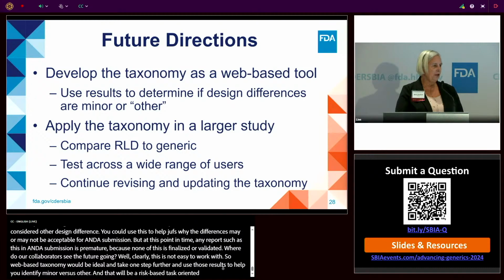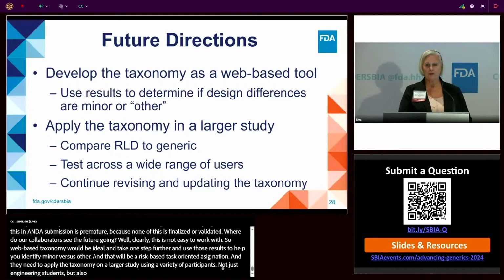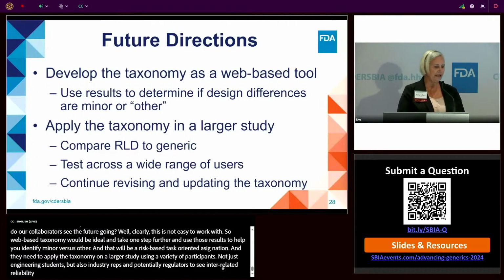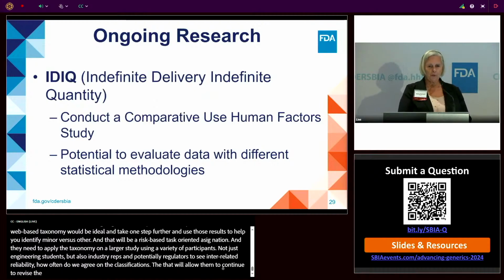They need to apply the taxonomy in a larger study using a variety of participants, so not just human factors engineers or engineering students, but also industry reps and potentially even regulators, to see, in an inter-rater reliability sense, how often we agree on the classifications. And that will allow them to continue revising and updating the taxonomy tool. So that project terminated in June of this year.